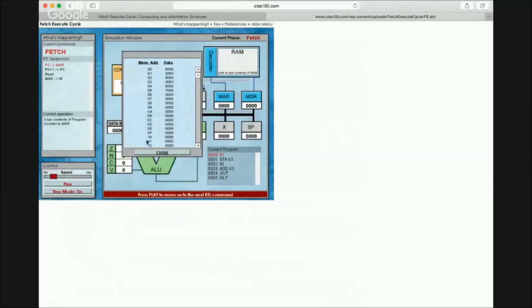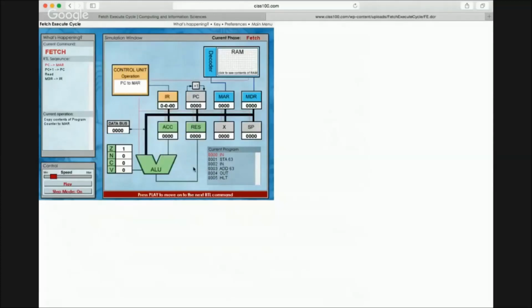Okay. And again, if I look at my memory addressing, 0, 1, 2, 3, 4, 5, 6, 7, 8, 9, A, B, everything here is represented in hex. It's actually represented in binary, but for us humans, we don't deal well with binary, so everything is represented in hexadecimal.